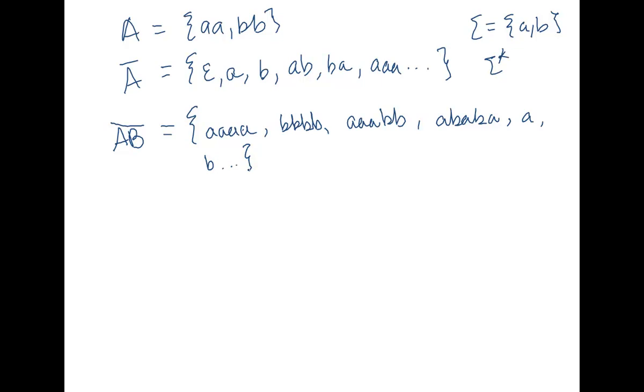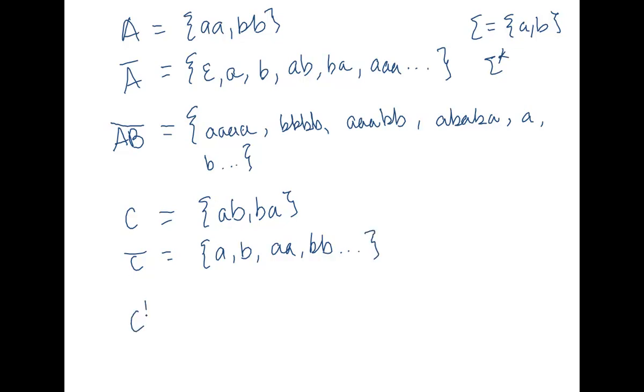We also had the language C, and the language C was ab, ba. So then C complement is anything not in C, so a, b, aa, bb. You get the picture, that's C complement.